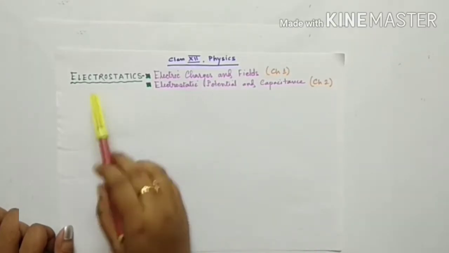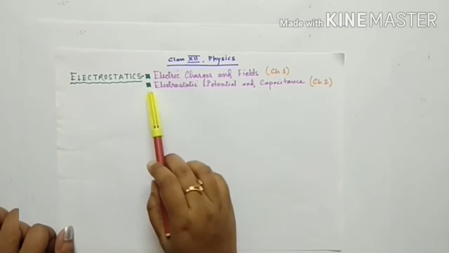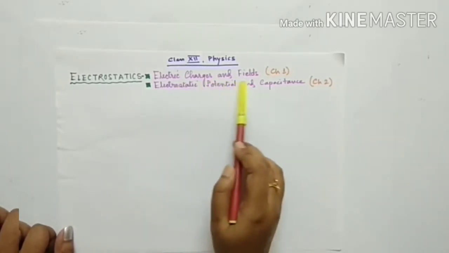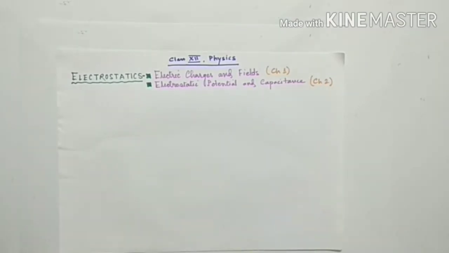Electrostatics. So this is the first unit of class 12 physics, and it consists of two chapters: electric charges and fields, and electrostatic potential and capacitance.